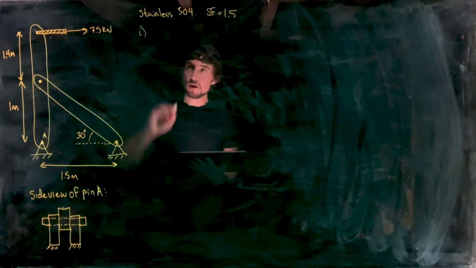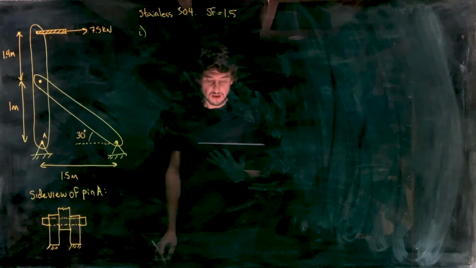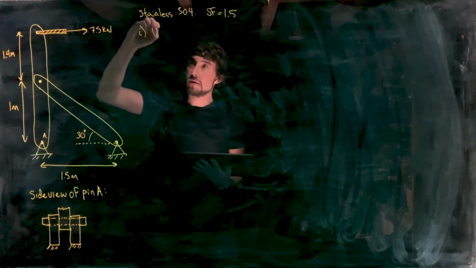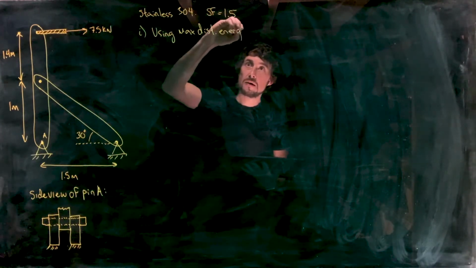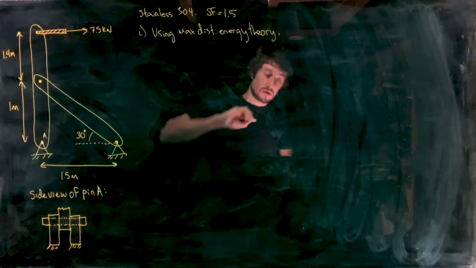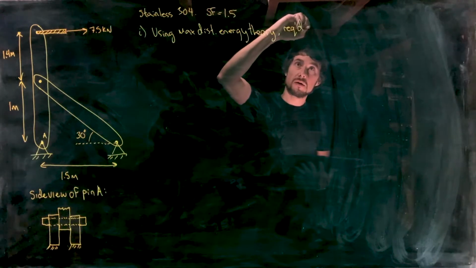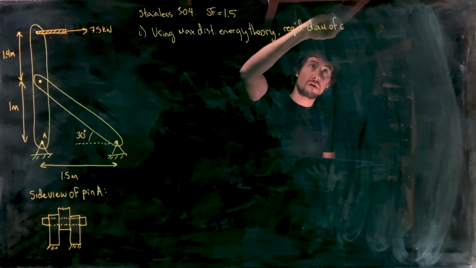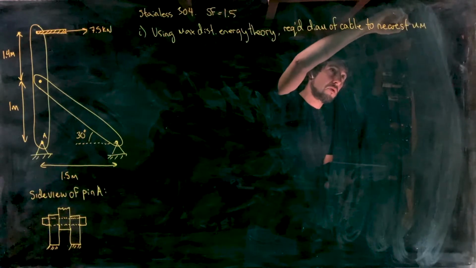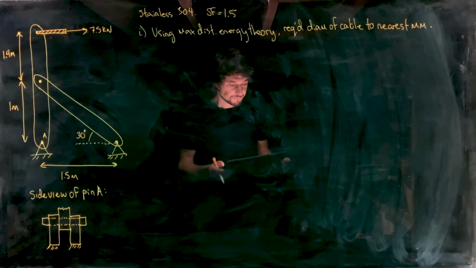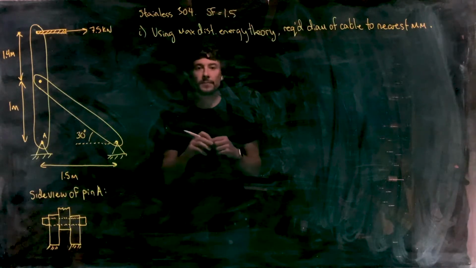Great. So first part of the problem asks, using the maximum distortion energy theory, determine the required diameter of the cable to the nearest millimeter. Okay. So using the maximum distortion energy theory, determine the required diameter of the cable. Required diameter of cable to the nearest millimeter is what we're trying to find. Okay, I think we've got everything we need to go ahead and start with this.